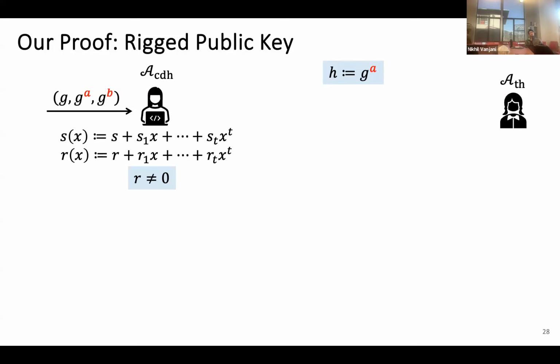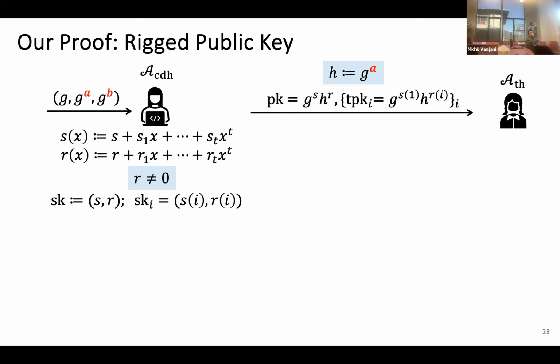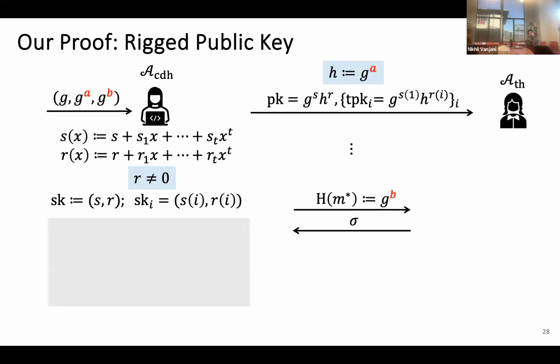The CDH adversary takes an R polynomial where the constant term is non-zero. And that's why we call it a rigged public key, because the public key will have g to the S, H to the R, for a non-zero R. Now we do the rest of the steps similarly. So the adversary outputs a forgery. And this needs to be a valid forgery. But we need to be able to output the CDH solution from here.